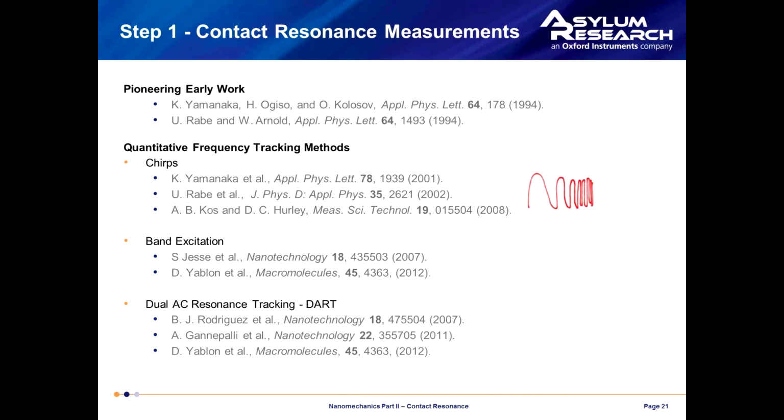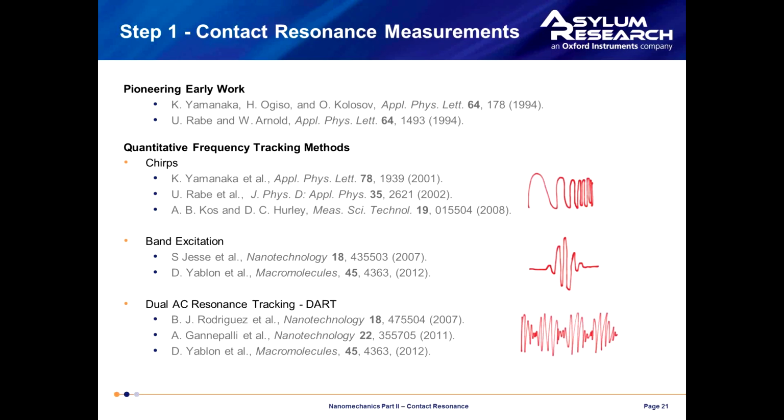Steve and Jesse and collaborators at Oak Ridge came up with an elegant solution to some of the speed issues, as well as some other things, with a technique called band excitation. Band excitation excites all the frequencies simultaneously in a frequency band, and then measures them. This improves the speed response while having many of the advantages of the chirp method.